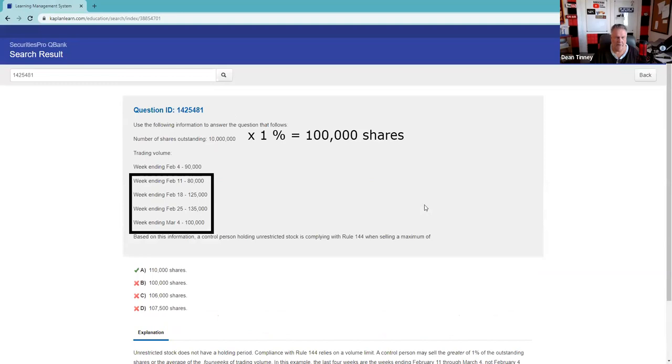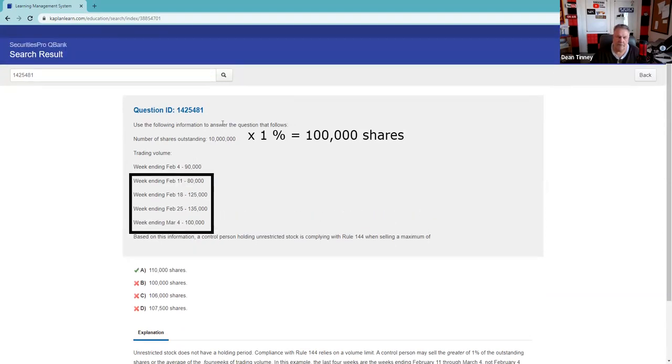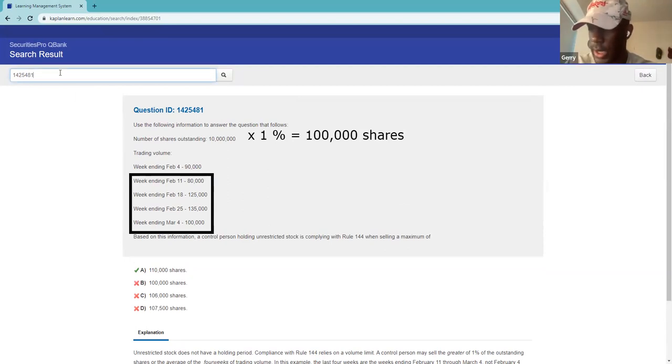I think the thing that was jerky was Kaplan gave you 5 weeks trading volume. You need the last four weeks trading volume. So in this example, the last 4 weeks ending February 11th through March 4th is 110. I think that's pretty testable. I'd be prepared to do that on the test. Okay, got it. What's next?